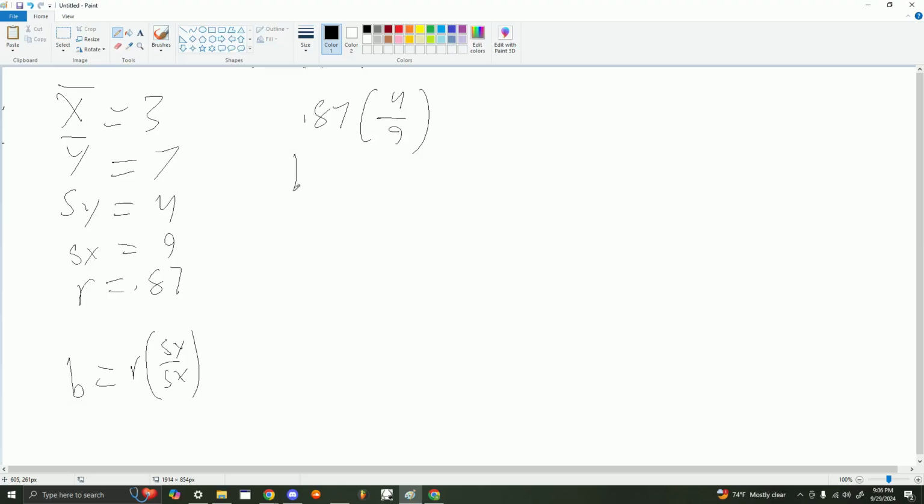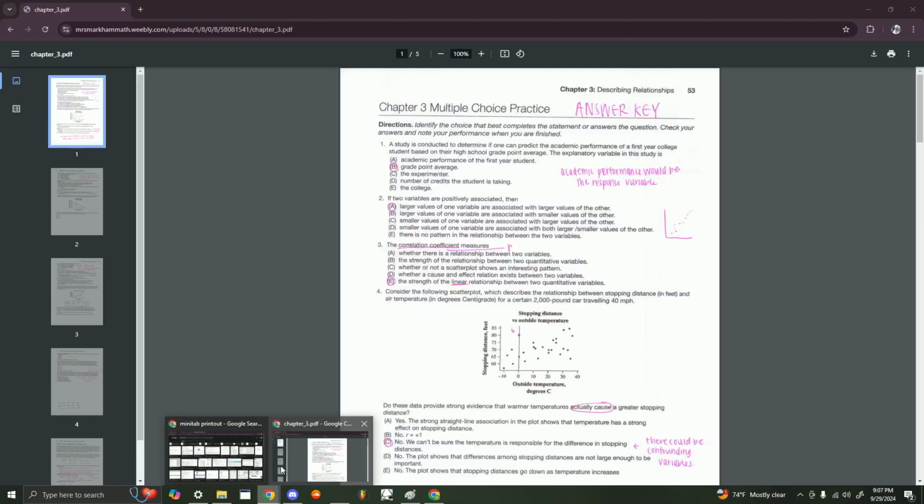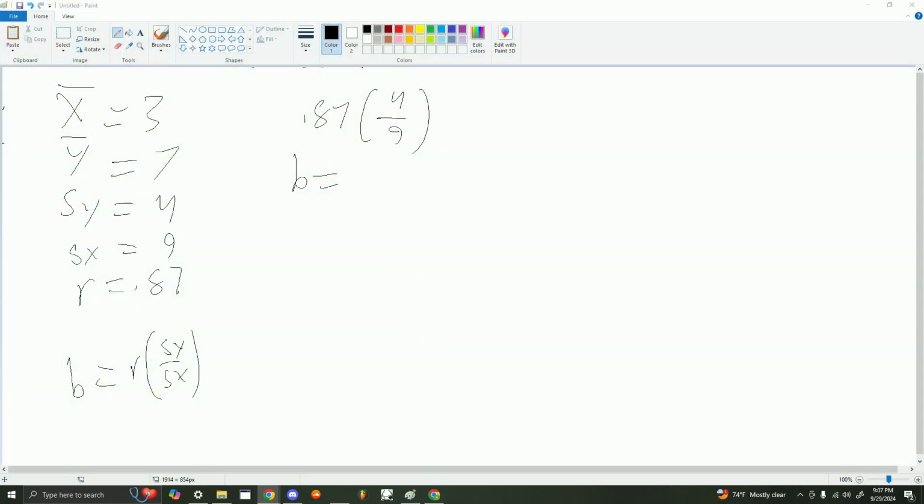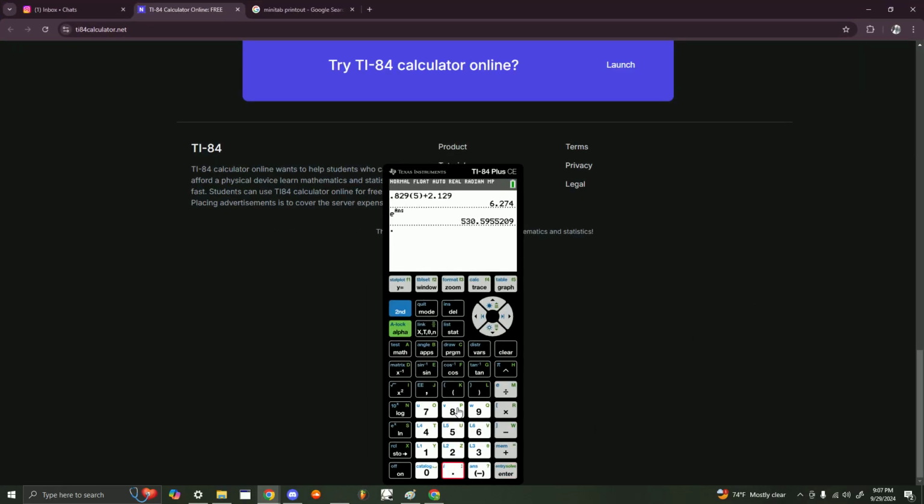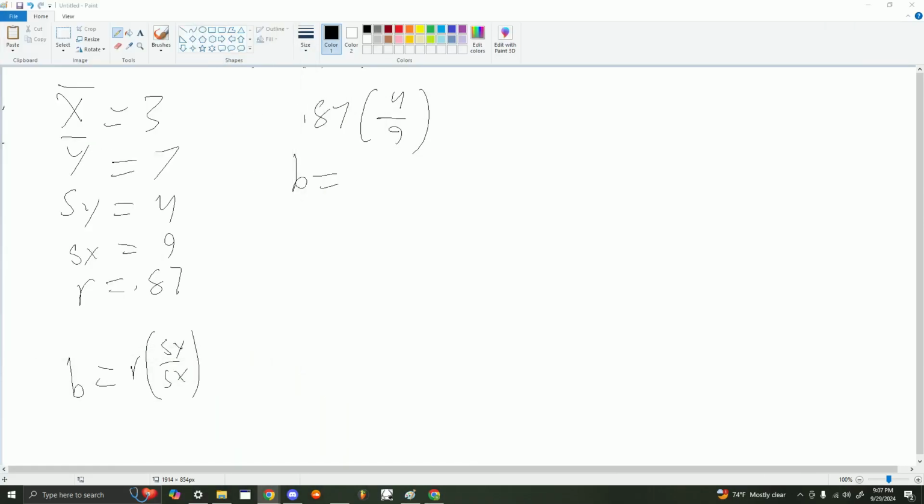Did anyone do the math? Anyone have a calculator? Okay, I'll actually do it. 0.87 times 4 over 9. Interesting number. Okay, 0.386. So your slope is 0.386.